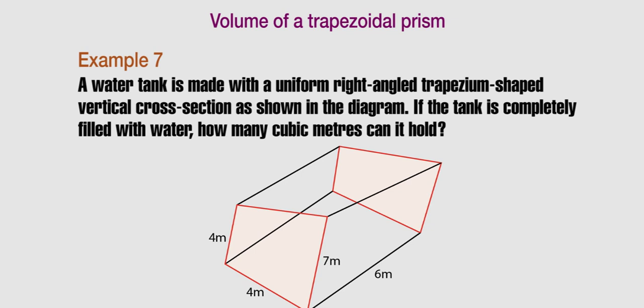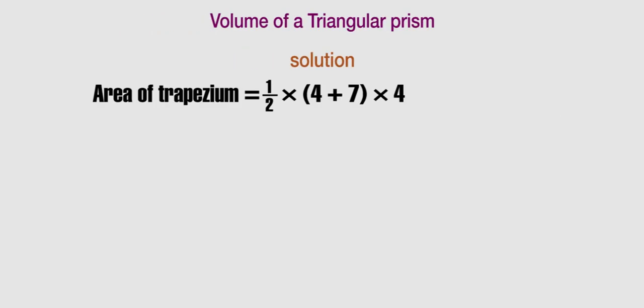We find the cross-sectional area, which is a trapezium. From the diagram, the area of a trapezium is given by A equals half multiplied by 4 plus 7 multiplied by 4. And that gives us 11 times 2. Therefore, the area of the trapezium is 22 centimeters squared.